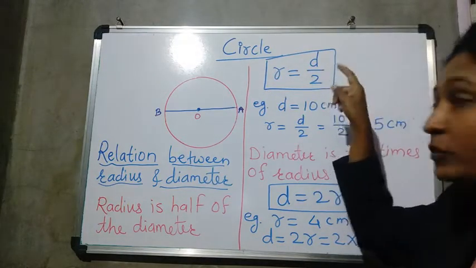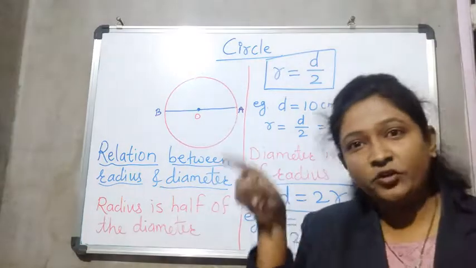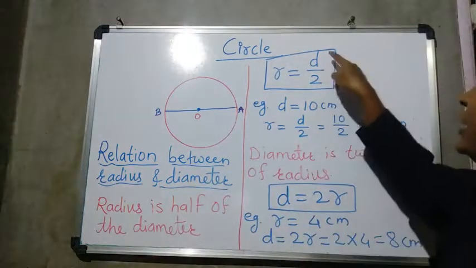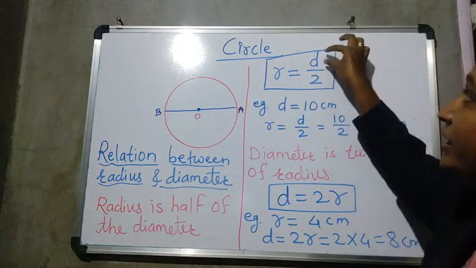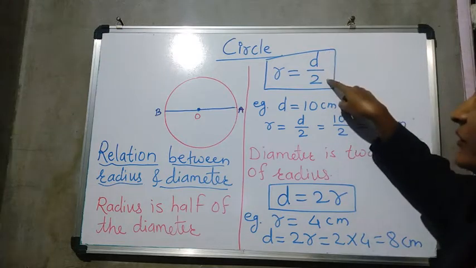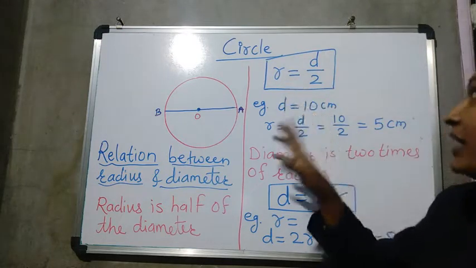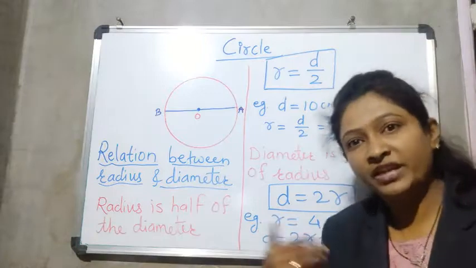Why did I write D by 2? It means half of. Half we denote as 1 upon 2. So D divided by 2 means whatever diameter is there, if you divide it by 2, you will get the radius. Okay, why? Because radius is half of the diameter.